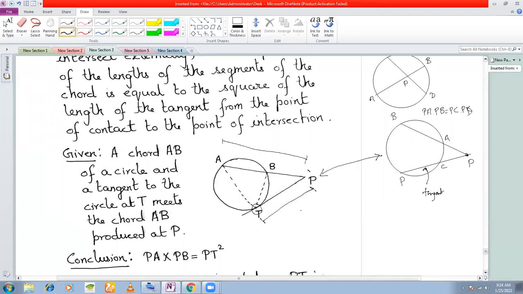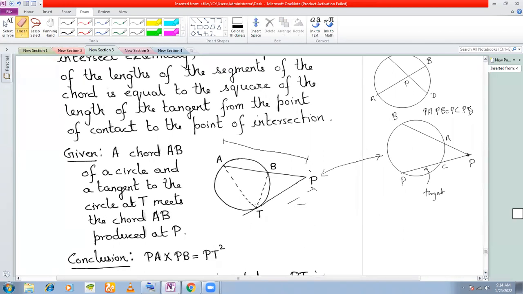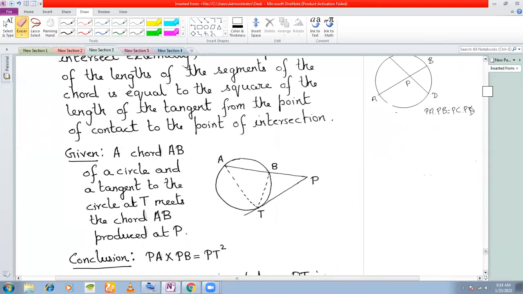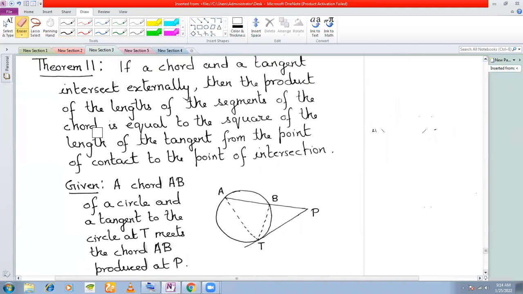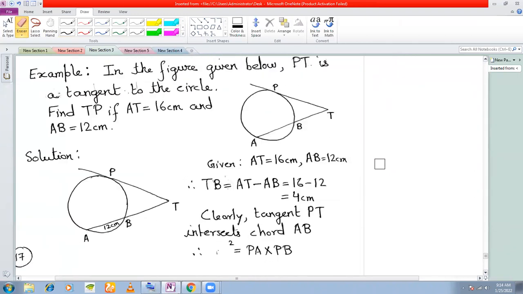Then, according to this theorem, you can write the square of the length of the tangent, PT square, must be equal to the product of the length of the segments of the chord, that is PA into PB. This is what the theorem states. So remember, the square of the length of the tangent must be equal to the product of the length of the segments. Let us see one small example from this theorem.